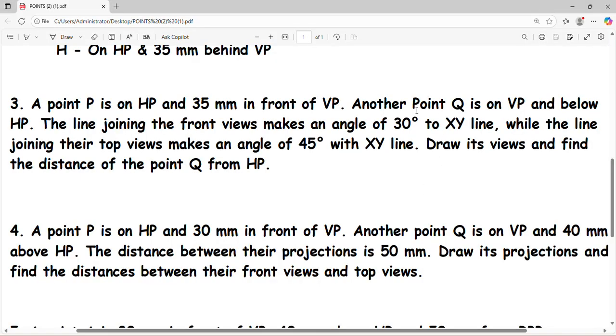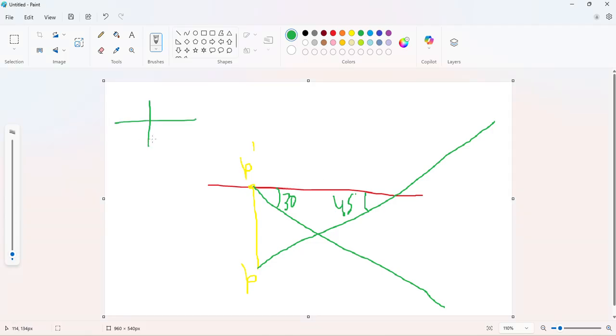And from the question we know point Q is on VP and below HP. If the point is on VP and below HP like this, somewhere here, and we do not have this distance, suppose this is point Q, so the front view will be again here and the top view is on the reference line. So this line crosses here. If this is point Q, from here I'm going to create a line because we know point Q is below HP.